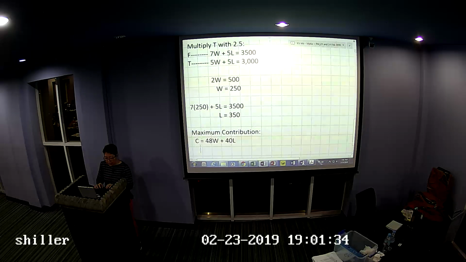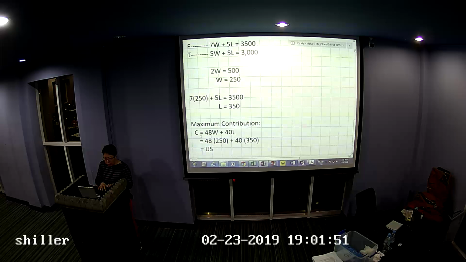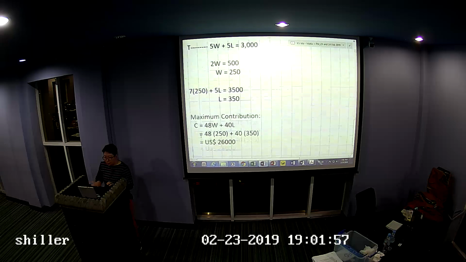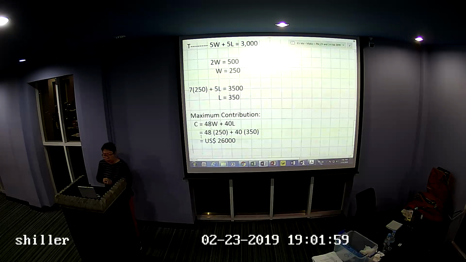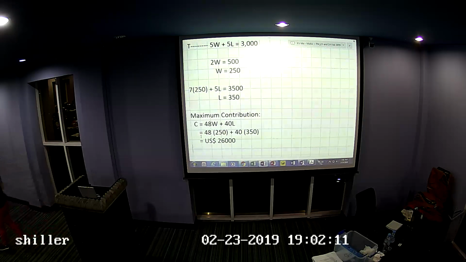Okay. So if that's the case, using the maximum contribution, the maximum plan is what? 250 and what? 350. Correct? So did you get this one? So maximum contribution is what? 26,000. Yes? Right. So there you are. Did it ask you to calculate the maximum contribution in the requirement? Yeah? So it asks you optimal plan and maximum contribution. Did you manage to get that now? Okay. Now, let's go to B.